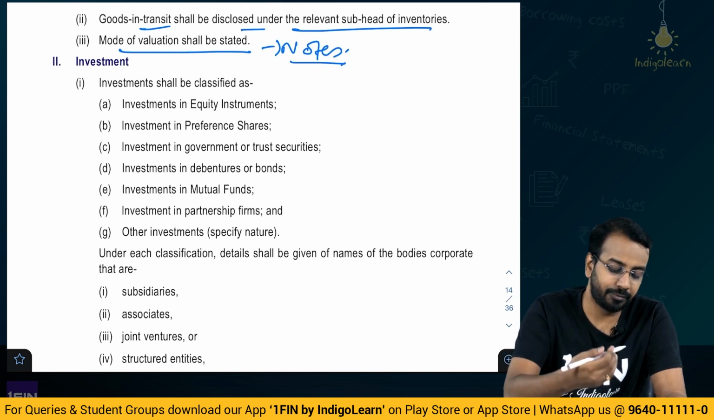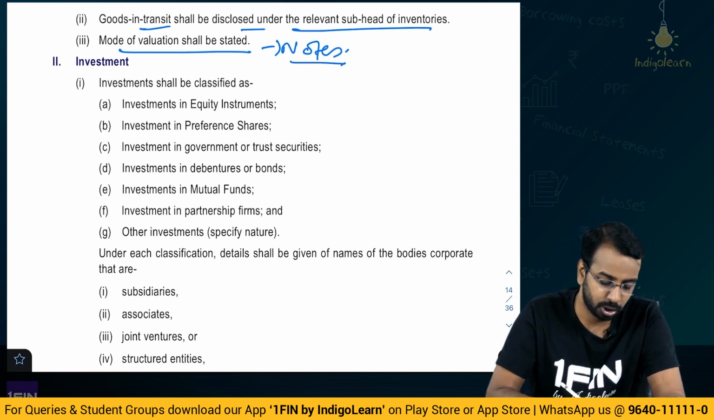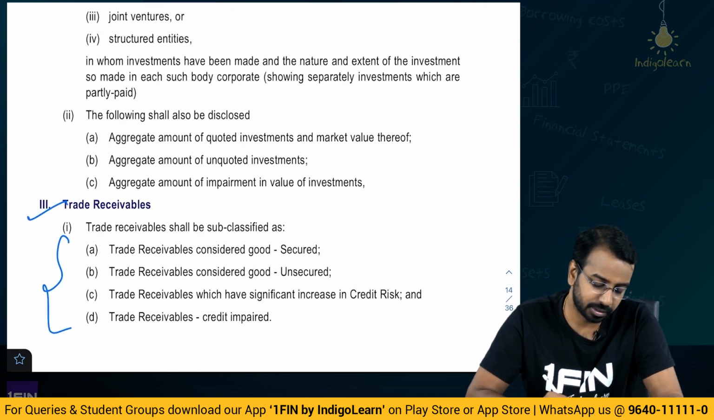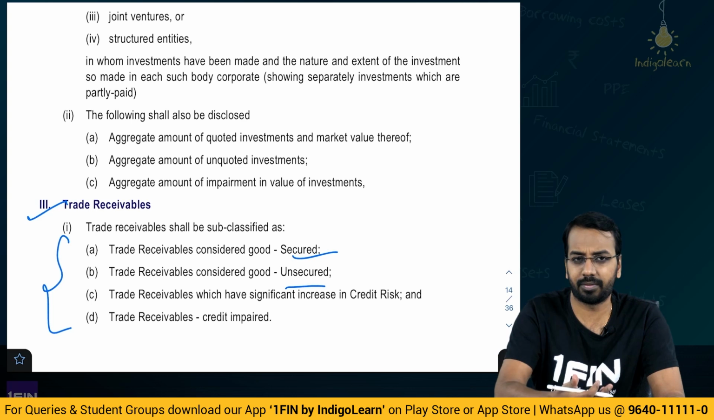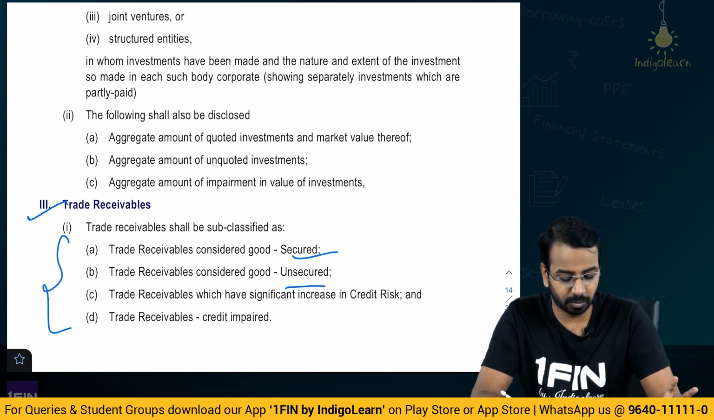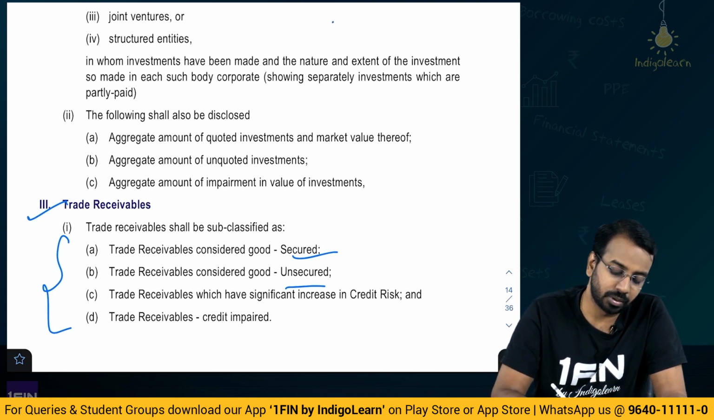Investments, again like we have for non-current investment, for current investment also you have a breakup that you have to do, same breakup. Then again trade receivable, again what is secured, what is unsecured, similar way what we have done for non-current, the same thing you have to do with current. One thing that sometimes students may have a doubt as to, sir, how can trade receivables be non-current?